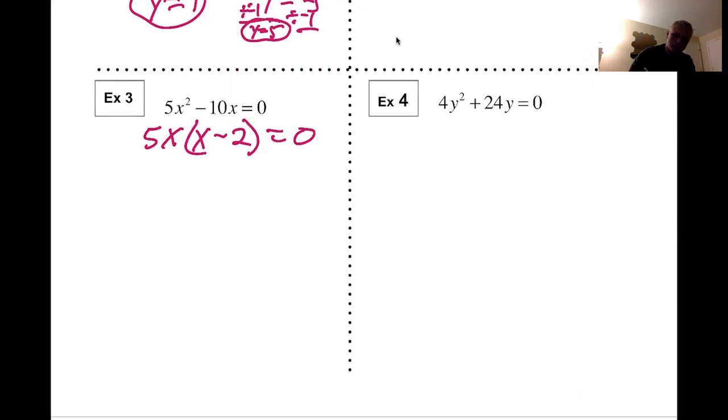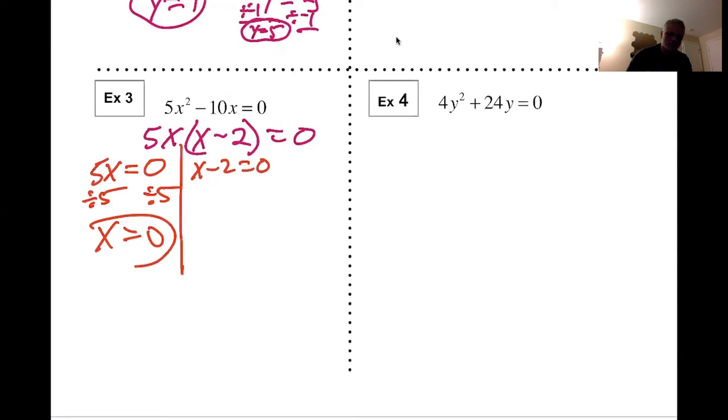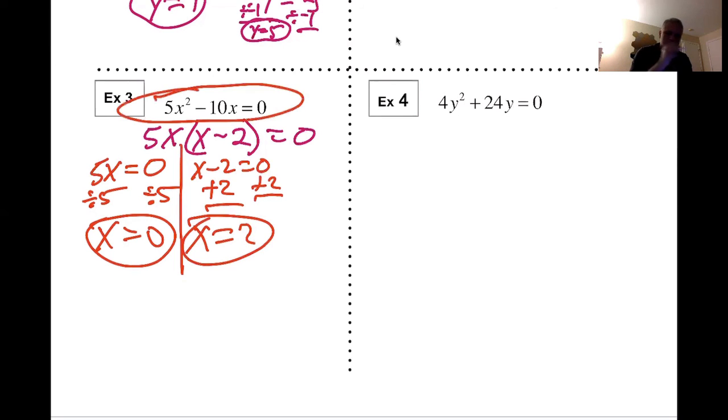Okay, so now I'm going to, let's swap the color up and take, the first factor was 5x. This 5x could be 0. This x minus 2, that could be 0. Okay, either one of those would give me solutions. So I divide by 5. x equals 0 is a solution. I'm going to add 2. 2 is another solution. So if I graph this parabola, it would have x-intercepts at 0 and 2. They would be my solutions.